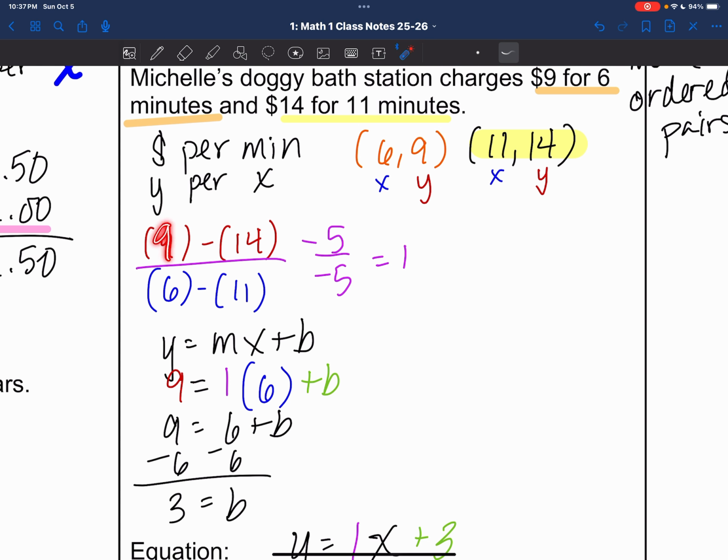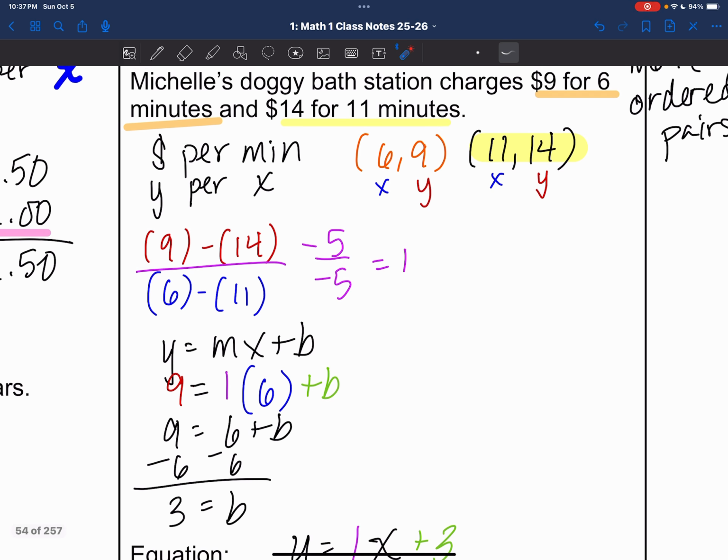And I did 9 minus 14. And then since I started with 9, I have to start with 6. And then I got -5 over -5. Even if you did it the other way, we're still going to get a slope of 1. Now that I know my slope is 1, now I'm going to plug in either ordered pair. I'll do that one because it's smaller numbers.